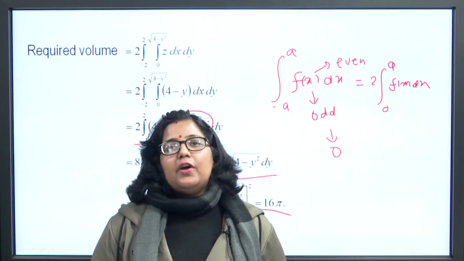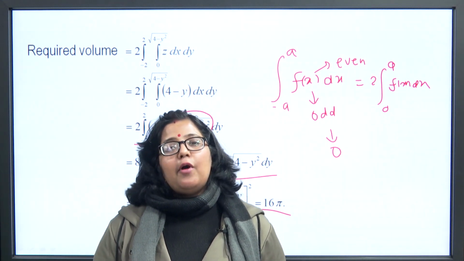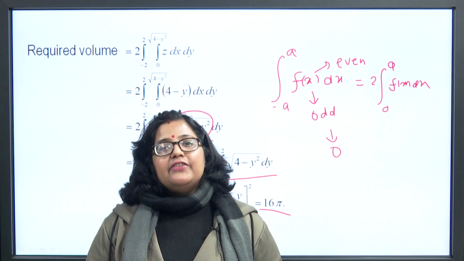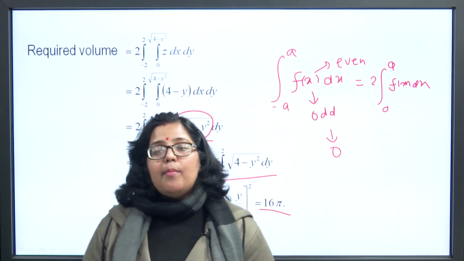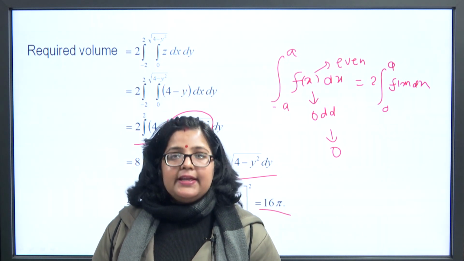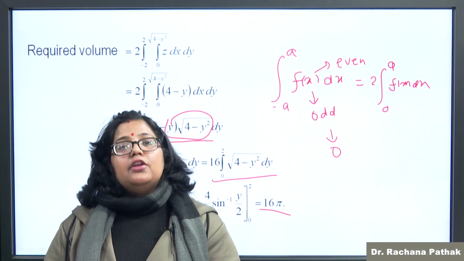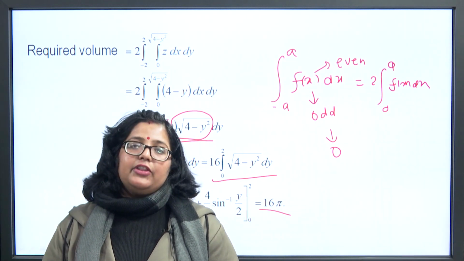So, in this lecture we studied how to find the area and volume with the help of double integration. Always remember, if the limits are in the form of a y function, we first integrate with respect to x. If the limits are in the function of x, we integrate with respect to y.